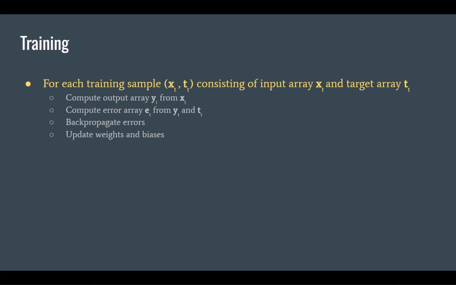Training is performed for each sample consisting of an input array X and a target array T. The first step in training is to compute the output array Y for the input array X. The second step is to compute the error between the actual output array Y and the target array T. The error function is user-defined. The third step is backpropagation, or the computation of each layer's errors starting from the last layer back through the neural network to the first layer. The fourth and final step in training is the adjusting of the weights and biases based on the inputs and errors into each layer, a process called gradient descent.